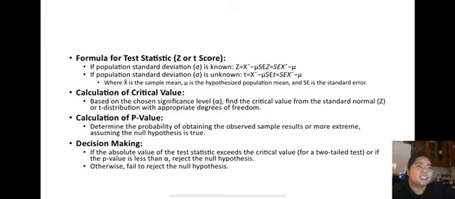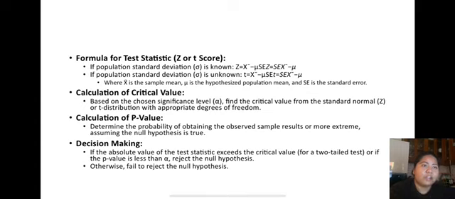Formula for the test statistic, Z or T score. If the population standard deviation is known, use this formula. If the population standard deviation is unknown, use this formula, where X̄ is the sample mean, μ is the hypothesized population mean, and SE is the standard error.